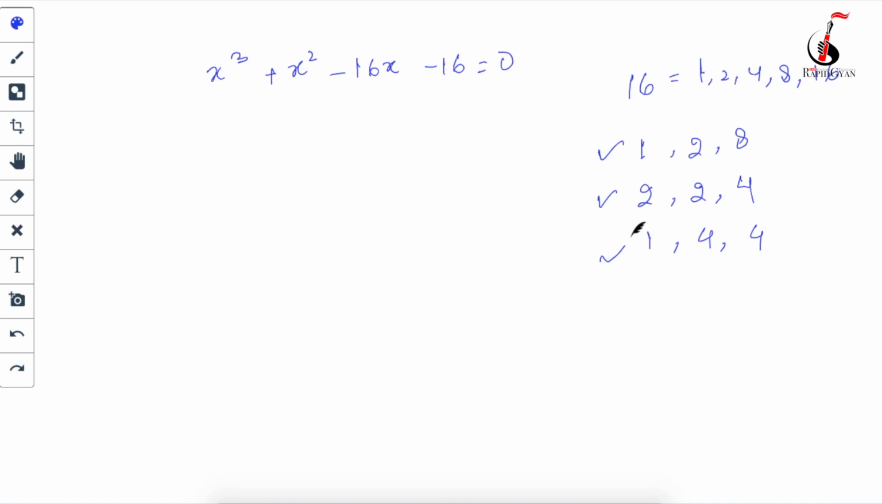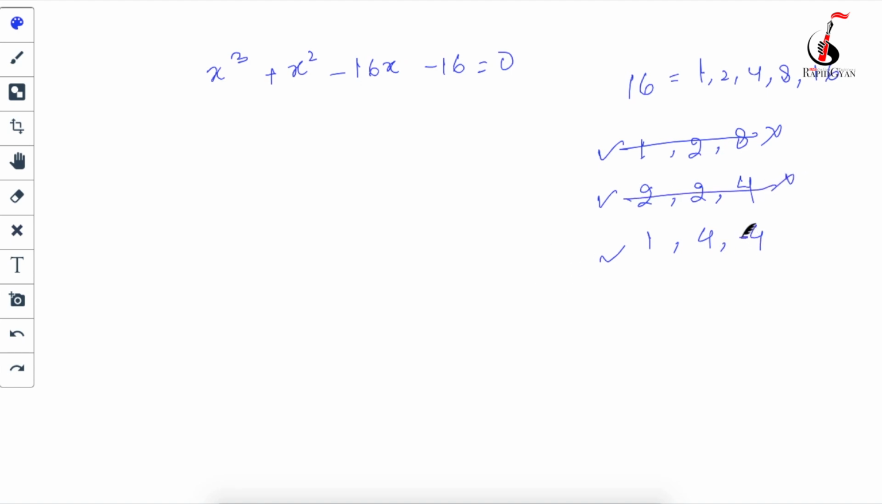You will simply check. In the first case, this is 8 plus 2. If I make 1 minus, it will be 8 plus 2, 10, 10 minus 1 gives 9. So that's not possible. If I make 2 minus, 8 plus 1, 9, 9 minus 2, 7. Again no. If I make 8 minus, no. So this case, no. Come to this case, if I make 2 minus, 4 plus 2, 6, 6 minus 2 is 4, no. If I make 4 minus, this will become 0. So not this case.